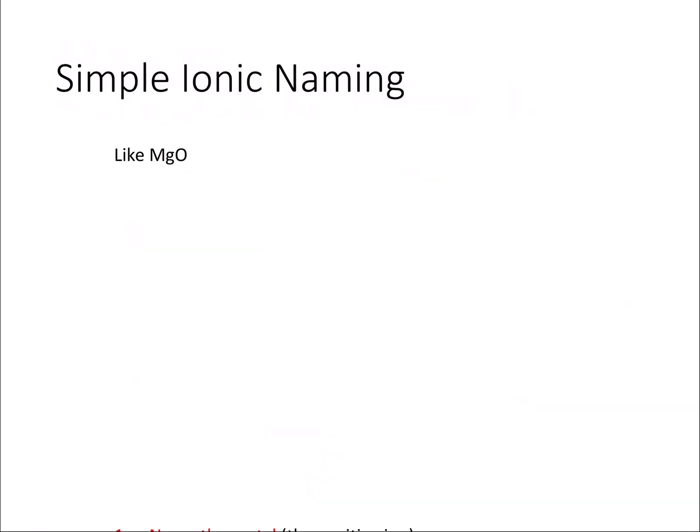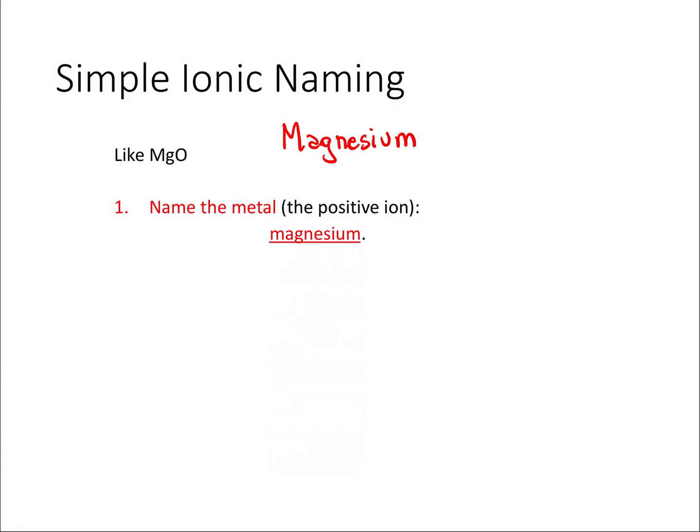So, simple ionic naming. Take something like magnesium oxide. Now, how did I know to say that? Like, straight up, I said magnesium oxide. The first thing I did is I named the metal. And you don't do anything strange with the name. The first element just gets called out for what it is. You just say, hey, magnesium, how you doing? Magnesium.